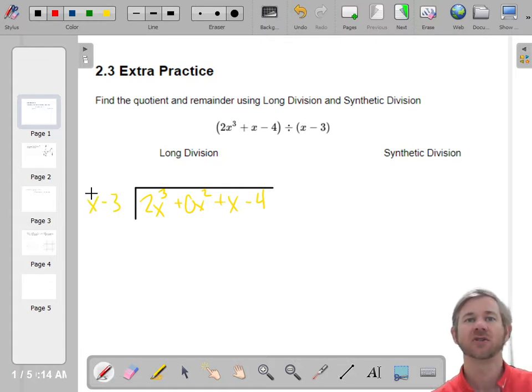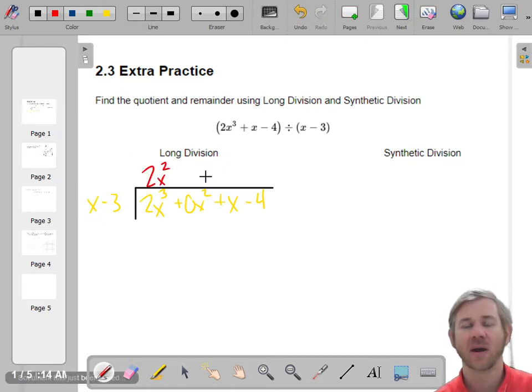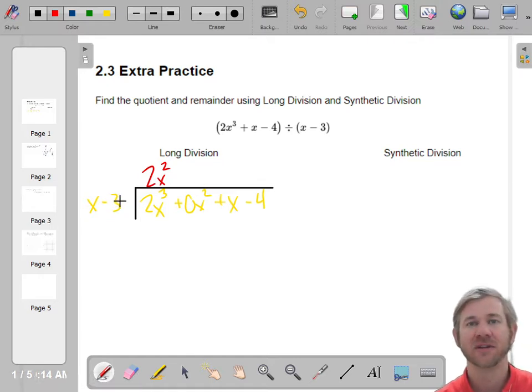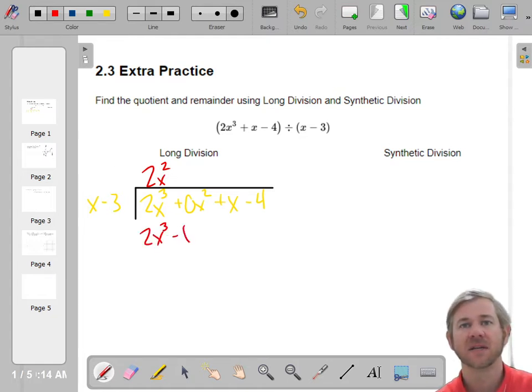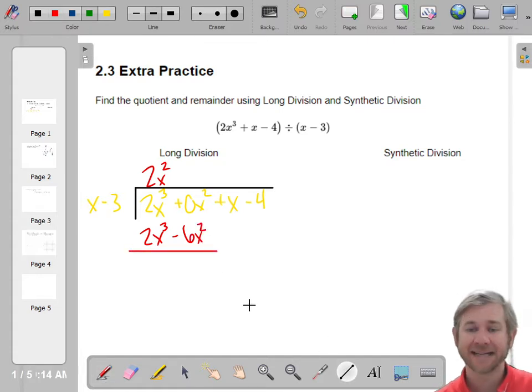Now, in long division, you're trying to figure out what you multiply x by to get 2x cubed. So x times 2x squared will give you 2x cubed. And now we distribute 2x squared into the divisor. 2x squared times x is 2x cubed, and 2x squared times negative 3 is negative 6x squared. Since we're subtracting, this is where you flip the signs. I like to use a different color so I can tell that I did it, and then those go away. And every time you do this, that leading term is supposed to cancel.